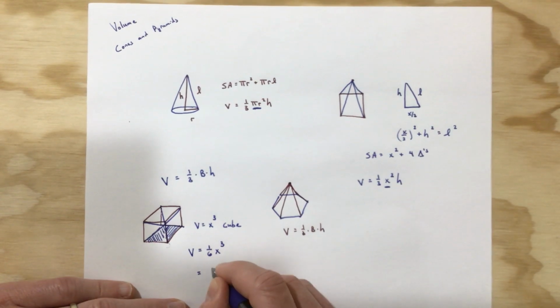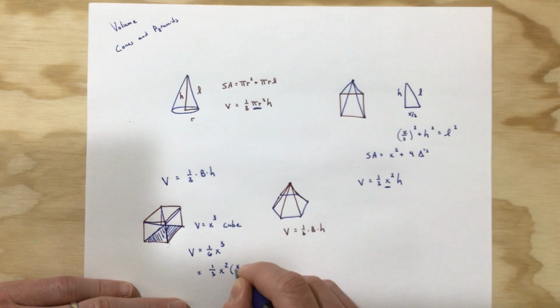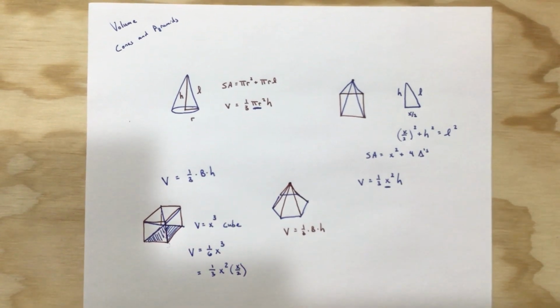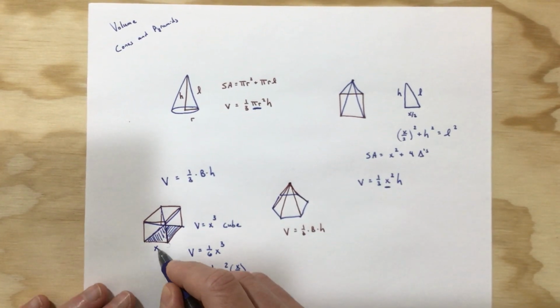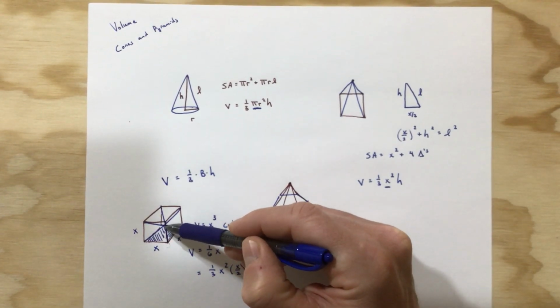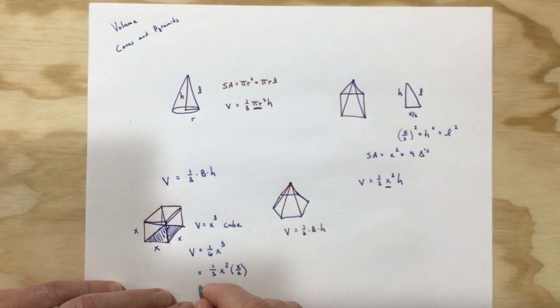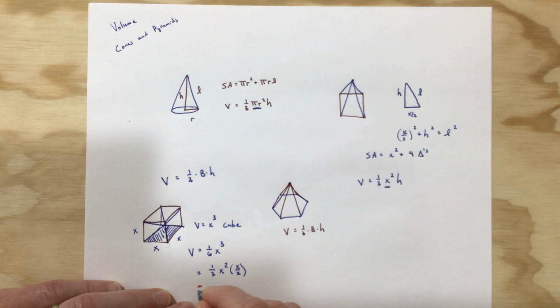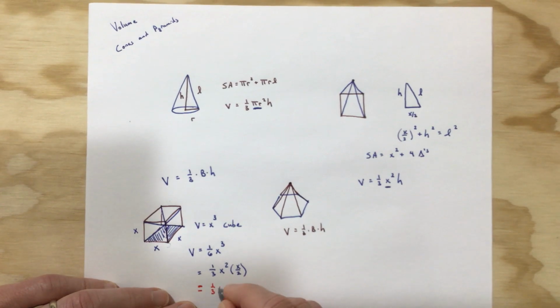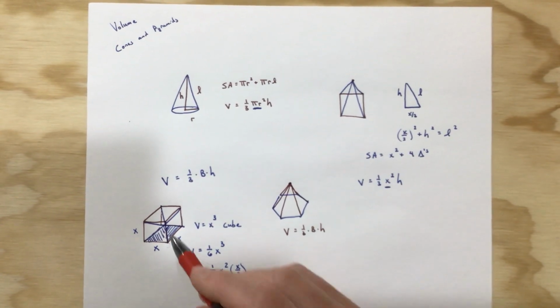And if I rewrite this, I get 1/3 x squared times x over 2. And hopefully it makes sense that if the side length is x by x by x, the height of the blue pyramid is actually only half of x. So what I just showed you is that if the pyramid is 1/6 of a cube, it's really 1/3 times the area of the base, which is x squared, and x over 2 is the height. So I get my 1/3 BH for this pyramid.